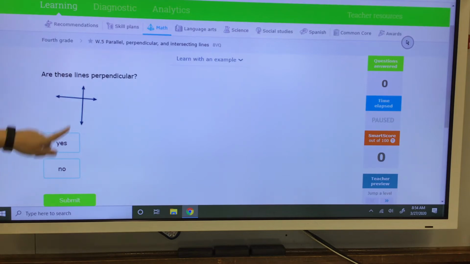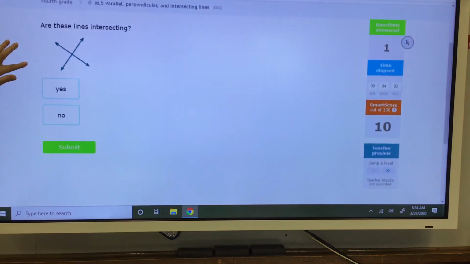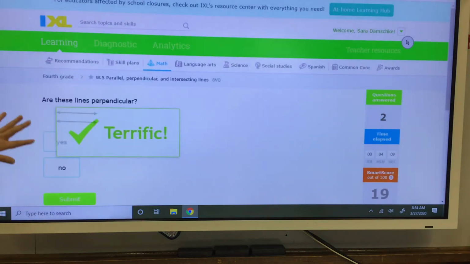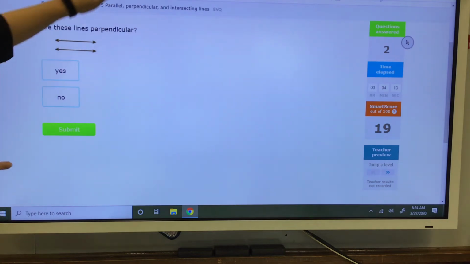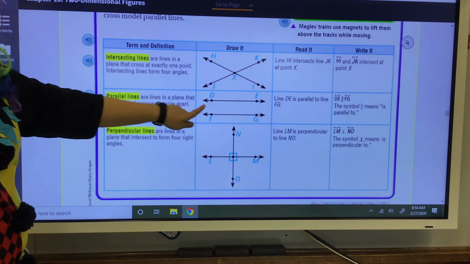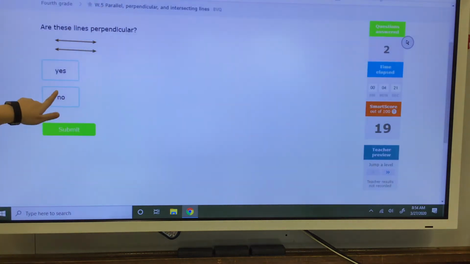So the first ones are asking you, are these lines perpendicular? Perpendicular is the right angle. I'm going to say yes because they look perpendicular to me. All right, the next one, are these lines intersecting? Well, I'm going to say yes because they look like they're intersecting. Perfect. Are these lines perpendicular? Well, look back on your sheet. Lines that run right on top of each other, are they perpendicular? No, they're parallel. So we know that is a no.